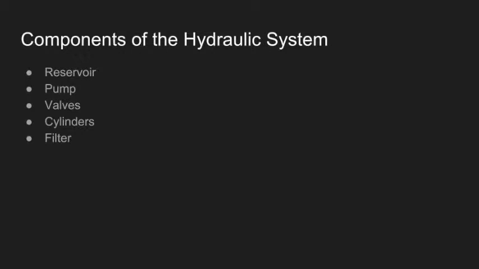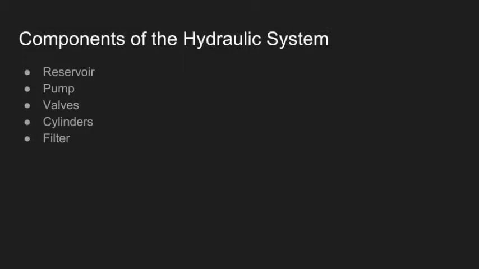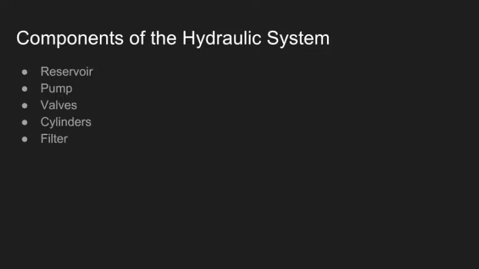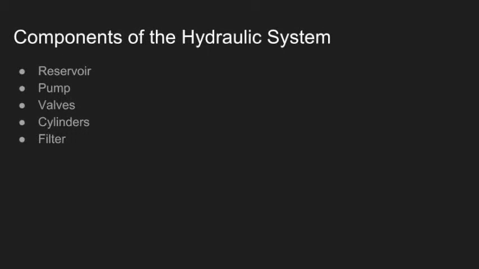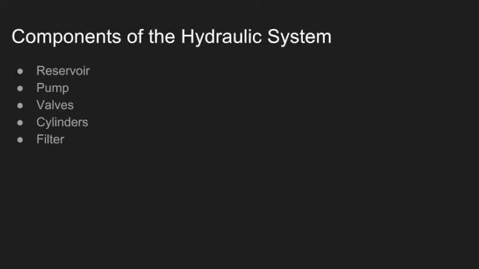A forklift uses hydraulics in its mast in order to lift and transport extremely heavy objects. Some of the main components in the system include the reservoir, the pump, the valves, the cylinders, and the filter. Let's first look at the reservoir tank.